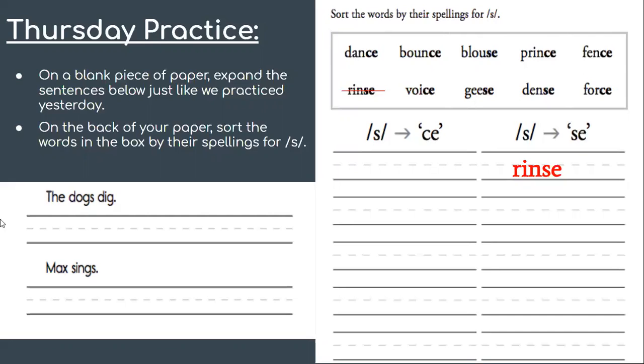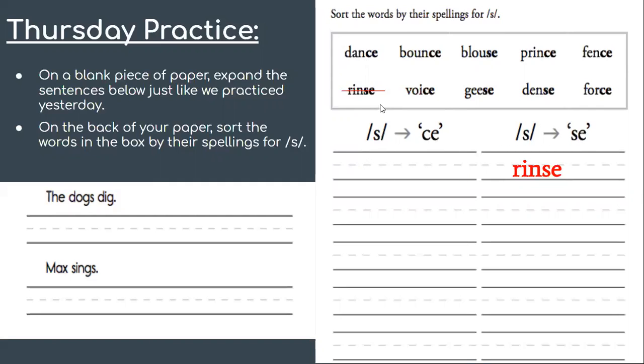After you're done with that, on the back of your paper, come over here, look at these words in the box, and you are going to sort the words in the box by their spellings for the S sound. So here they spelled the S sound with C-E. Here they spelled the S sound with an S-E. Okay? So dance. If they've helped you out by making the letters in bold, the ones that they want you to look at. Dance. That's the S. The S sound is spelled with a C-E. Where do you think dance is going to go? In the C-E column or the S-E column? You're right, it's going to go in the C-E column.